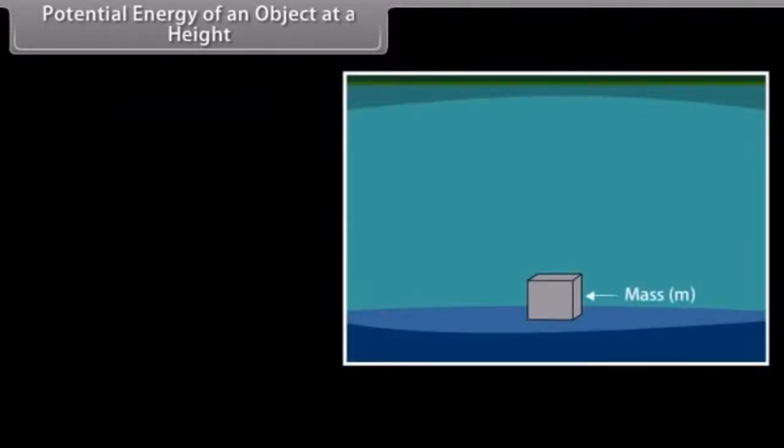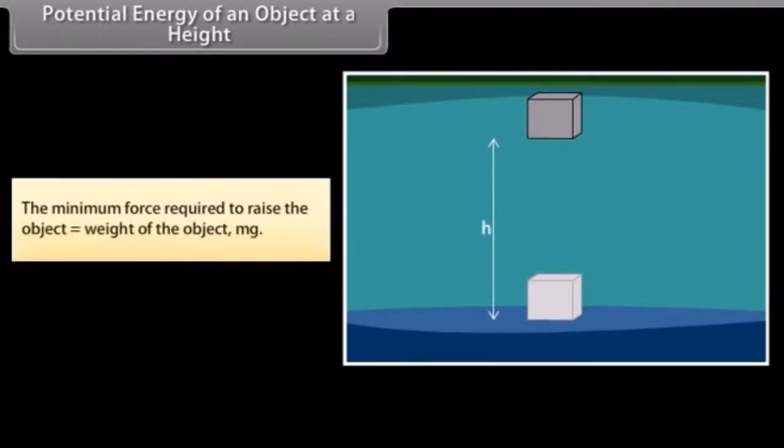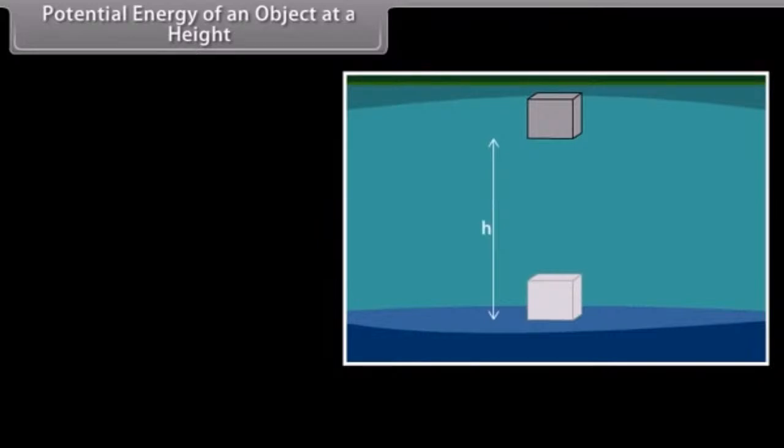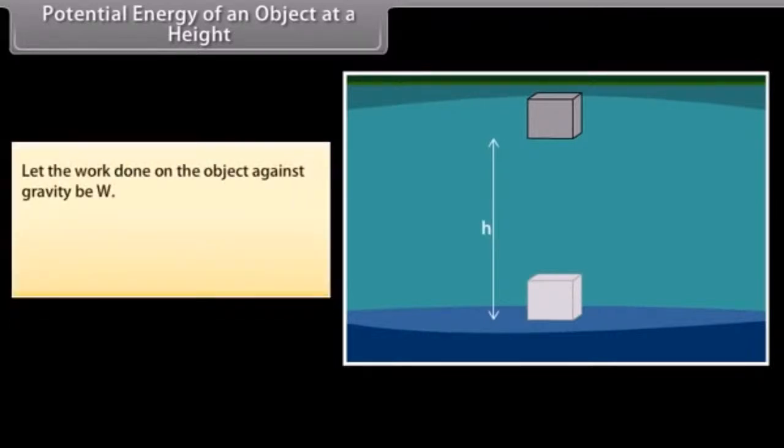Consider an object of mass m. Let it be raised through a height h from the ground. A force is required to do this. The minimum force required to raise the object is equal to the weight of the object. The object gains energy equal to the work done on it. Let the work done on the object against gravity be W.